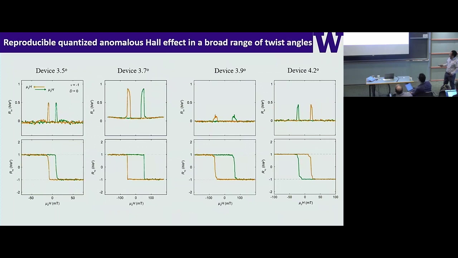The plot is Rxy as a function of magnetic field, with Rxx on the top. You can see more or less the same, right? You see the quantized Rxy at zero magnetic field with nearly vanishing Rxx. So that just highlights this robust quantum anomalous Hall state.